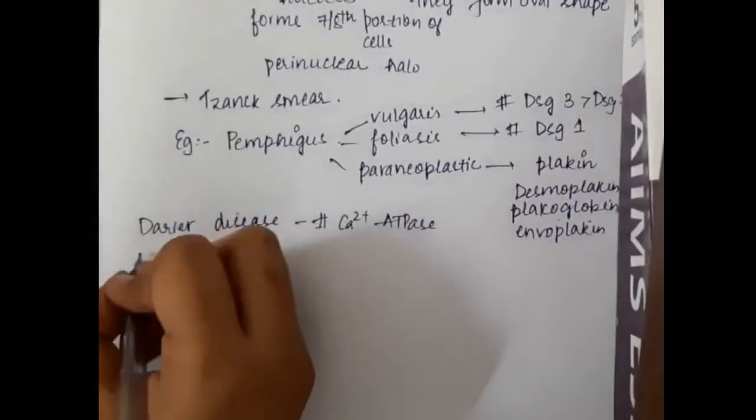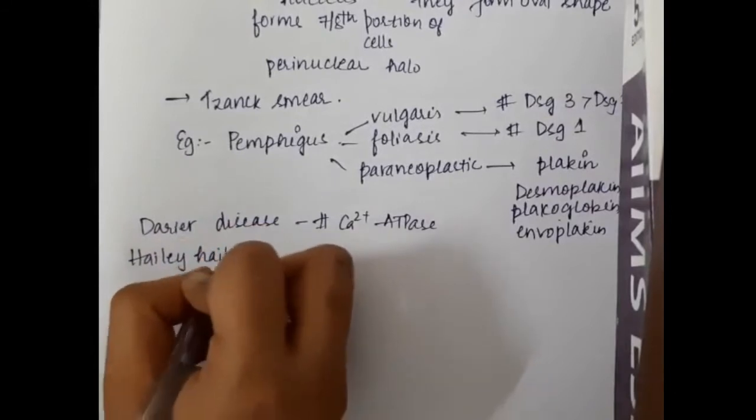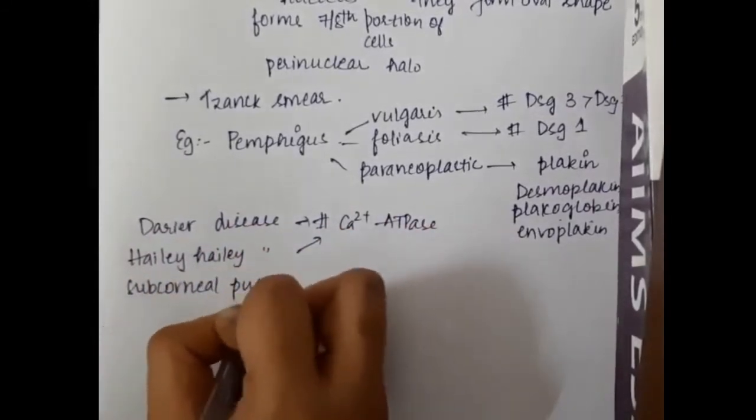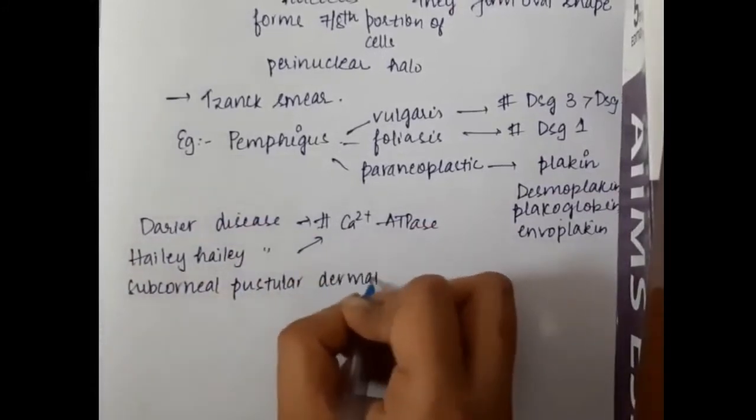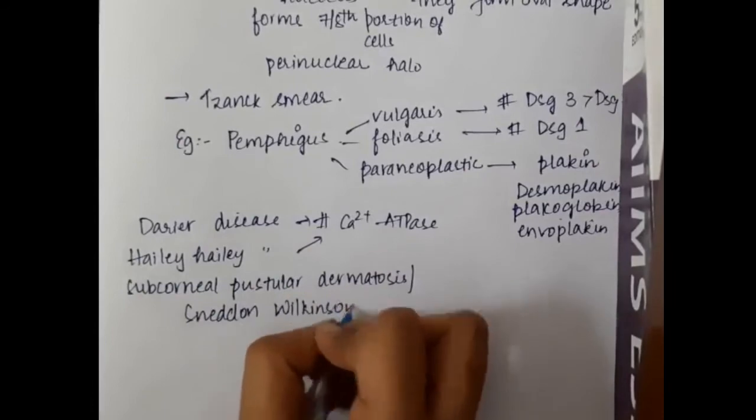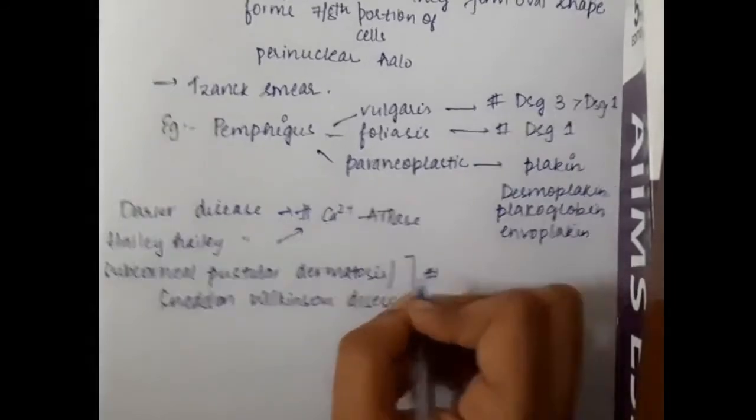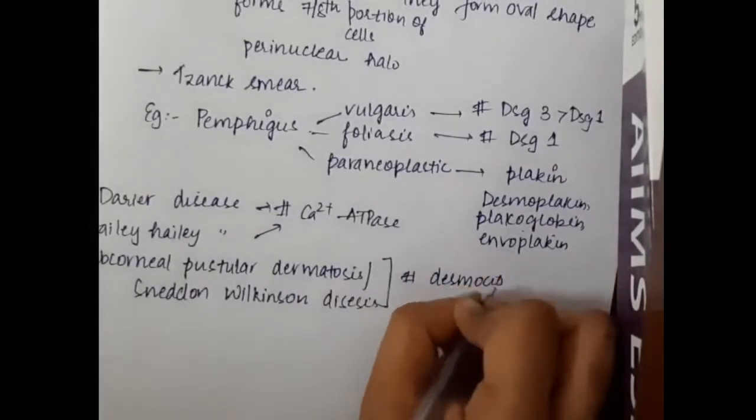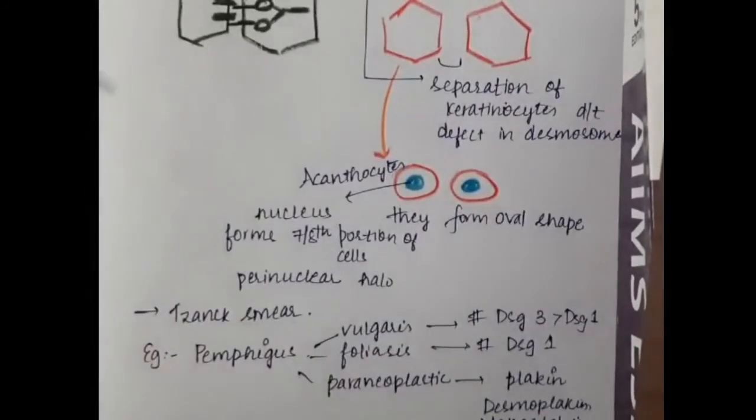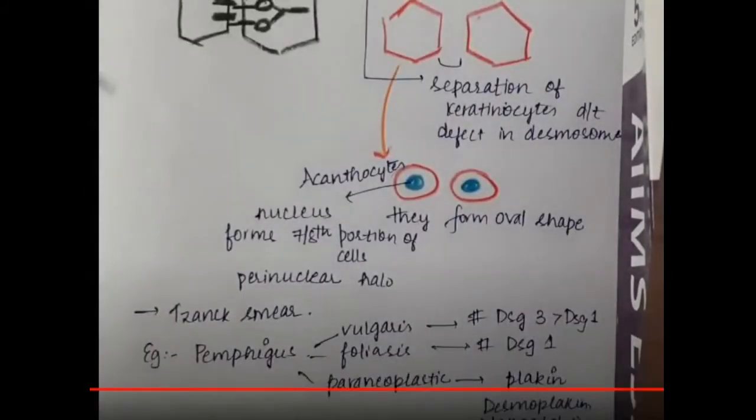Then we have Darier's disease and Hailey-Hailey disease, where you see a defect in calcium ATPase. We also have subcorneal pustular dermatosis or Sneddon-Wilkinson disease, where you see a defect in desmocollin. So this is about the important changes that occur in the histological findings which you see in the skin.